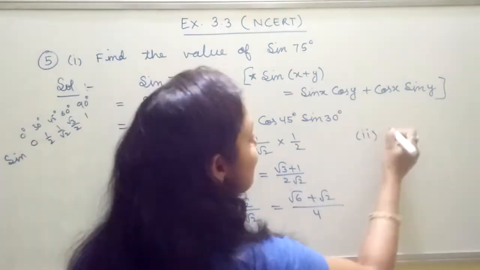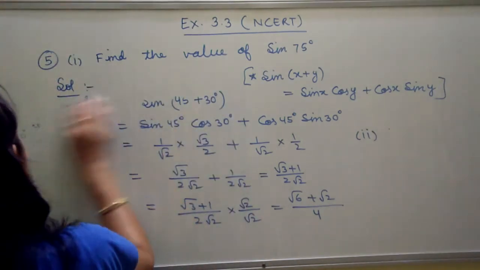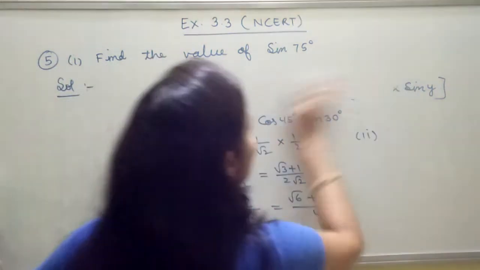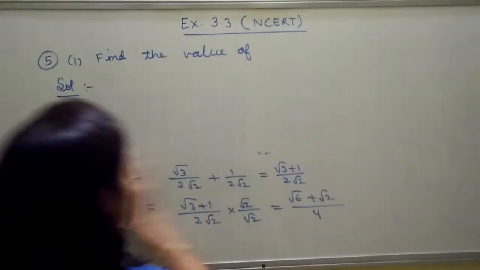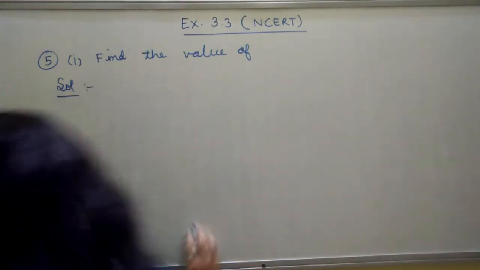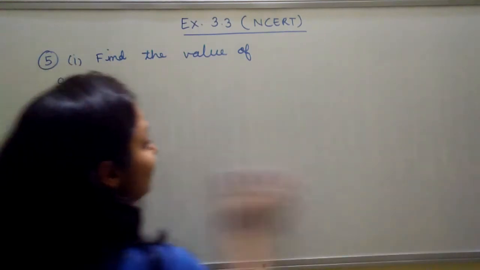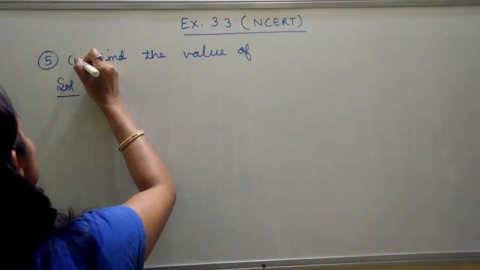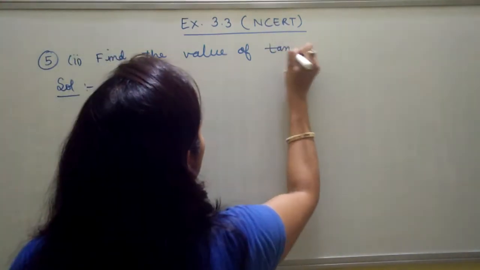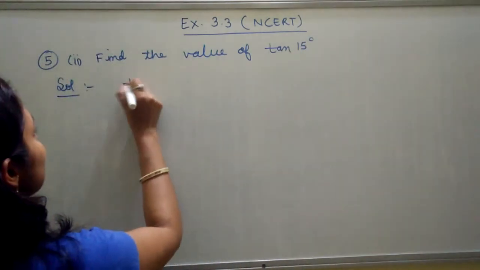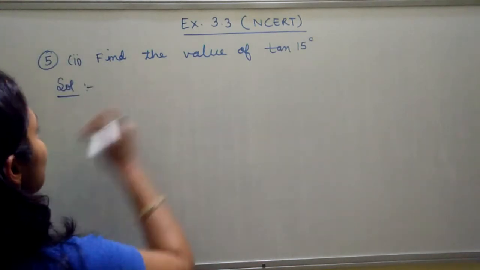Its second part is tan 15 degree. That is also very easy, very simple. Second part, how to solve? You have to divide the angle, tan 15 degree, into two angles. This is the second part of the fifth question: tan 15 degree.